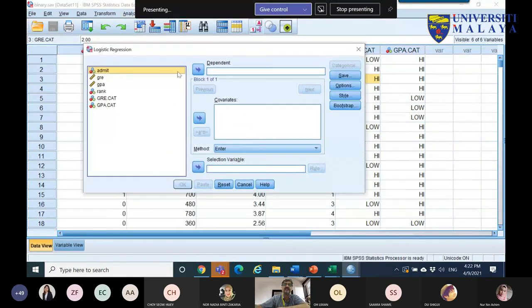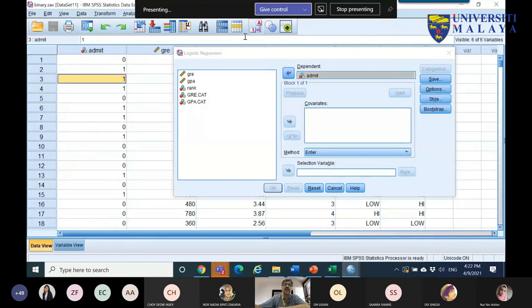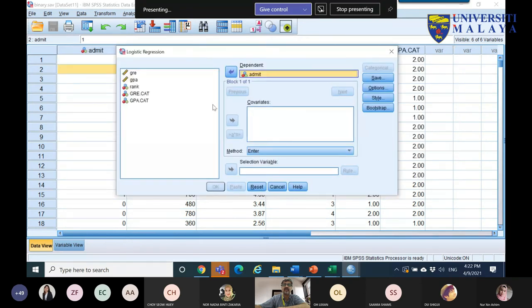In order to do the binary logistic regression, you click here. It's very simple. This is my dependent variable, admit. The admit is 0, 1. 0 means fail, 1 is accepted, correct? So then you need to put your predictors. The predictors are GRE, GPA, and rank of a school. Two of them are continuous data. One of them is categorical, the rank.